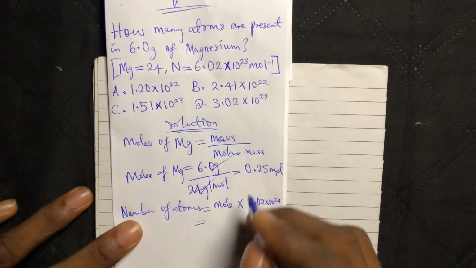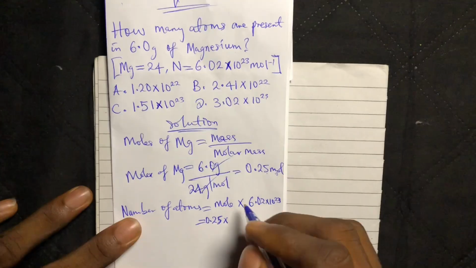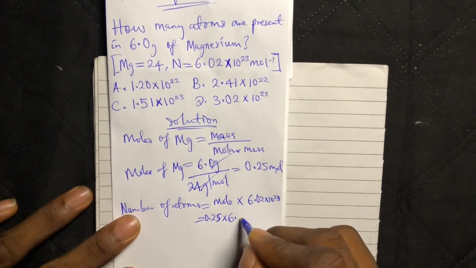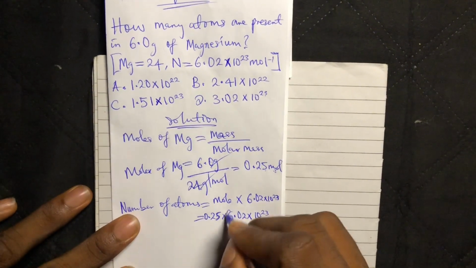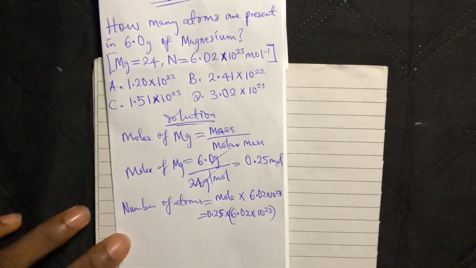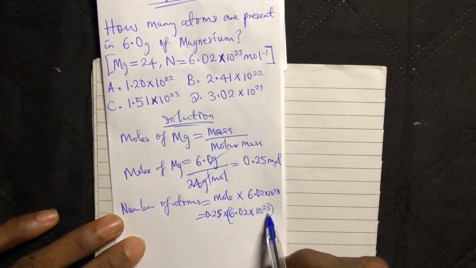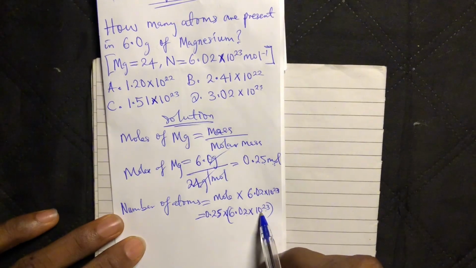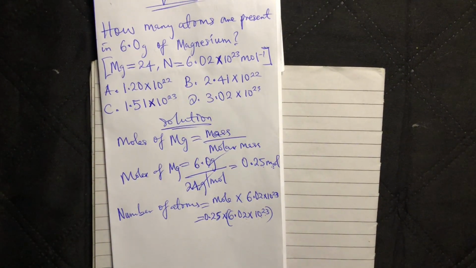So if you write out the mole, you're going to have 0.25 times 6.02 times 10 raised to 23. Mind you to put your bracket, don't forget that. So 0.25 times bracket number of atoms, which is 6.02 times 10 raised to power 23. It's going to give us what? Let's do that together. 0.25 times bracket 6.02 times 10 raised to power what? 23.